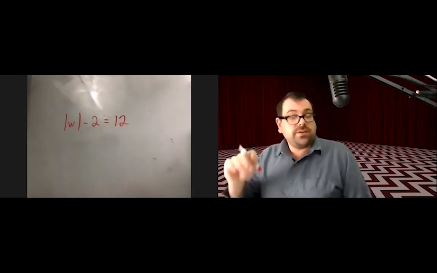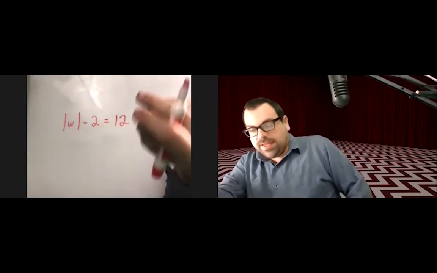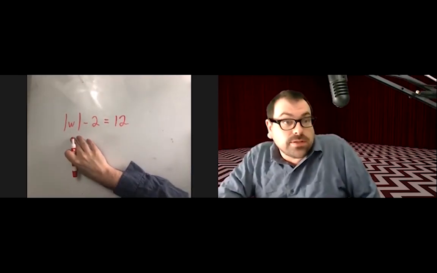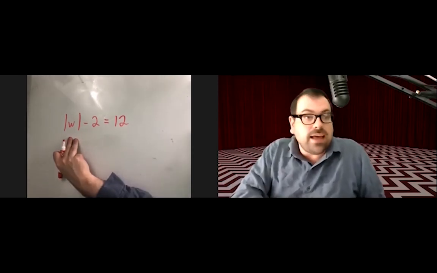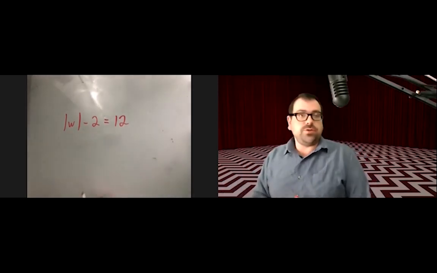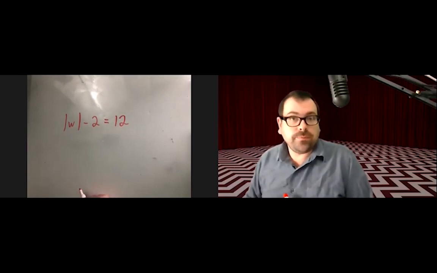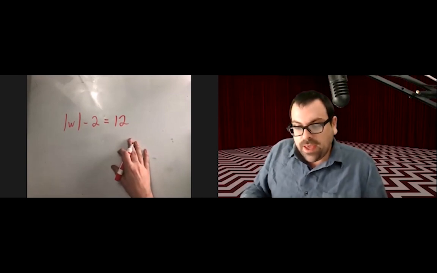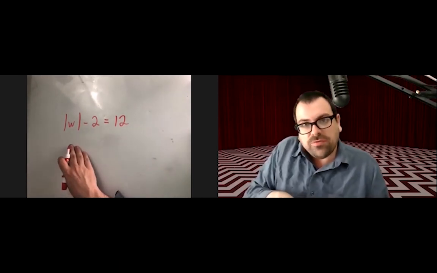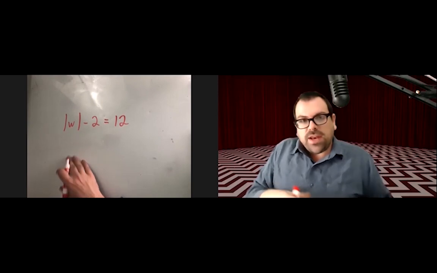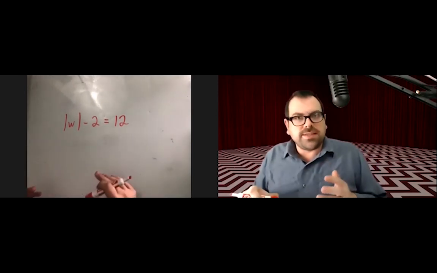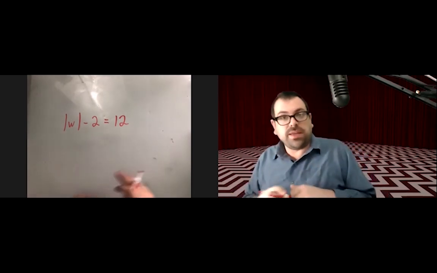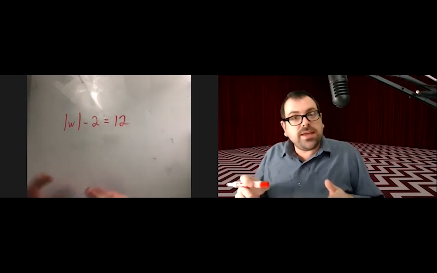Okay, so this is different. This isn't W minus 2 in the absolute value. This is just the absolute value of W minus 2 equals 12. Well, let's take a look at this. If our end goal is to solve for W, with an absolute value, we've only done examples where we have the absolute value equals something else. And that's what we want.